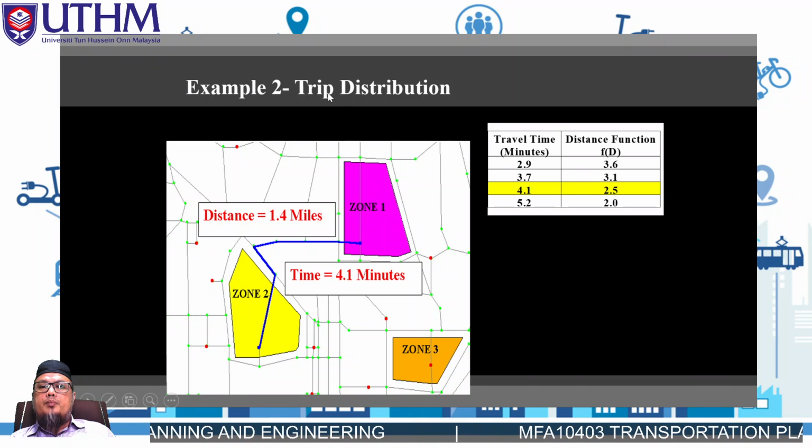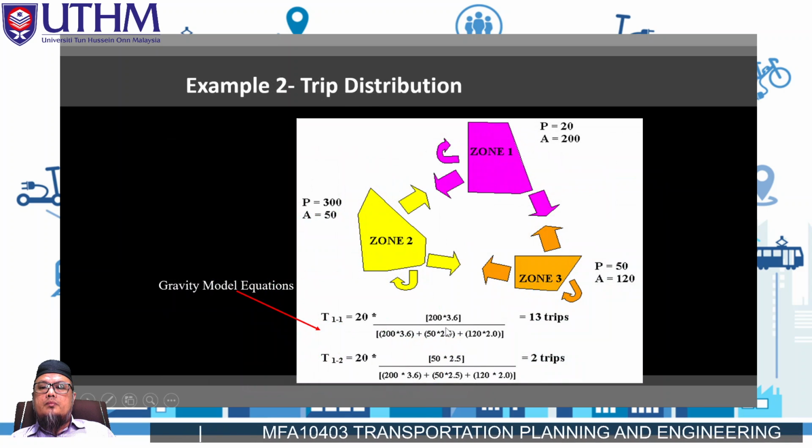Okay, another example of trip distribution. From here, they use a quite similar approach, but a distance function rather than friction factors. So here also we can calculate the trip distribution, like here from zone 1, zone 2, and zone 3. We use the typical trip distribution formula, so we can calculate the trip numbers.